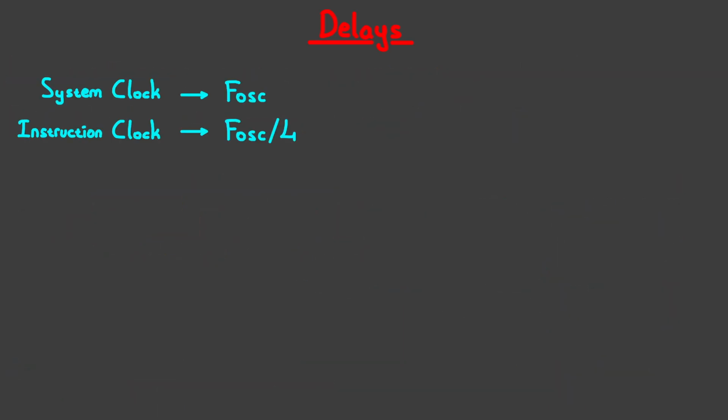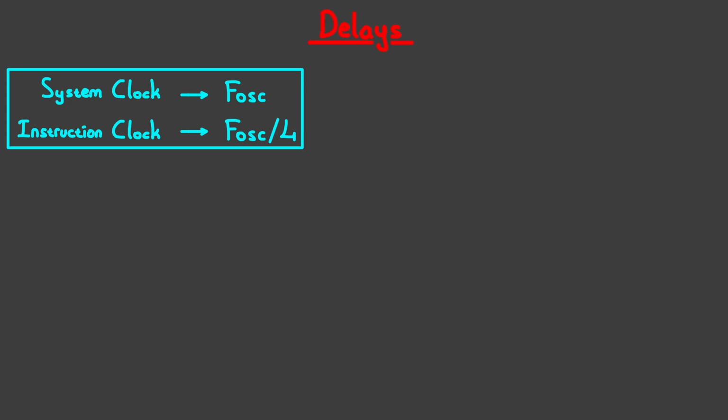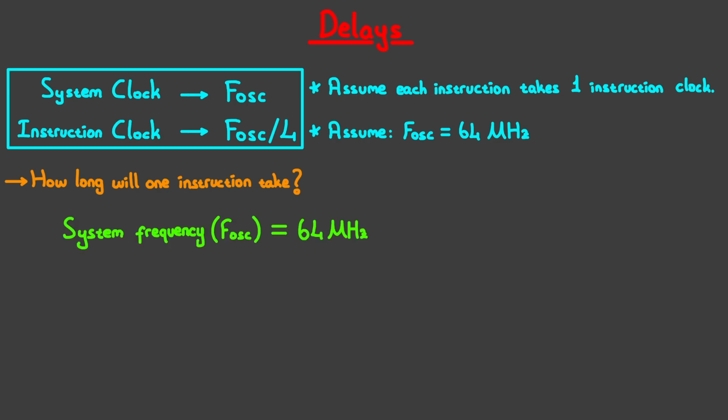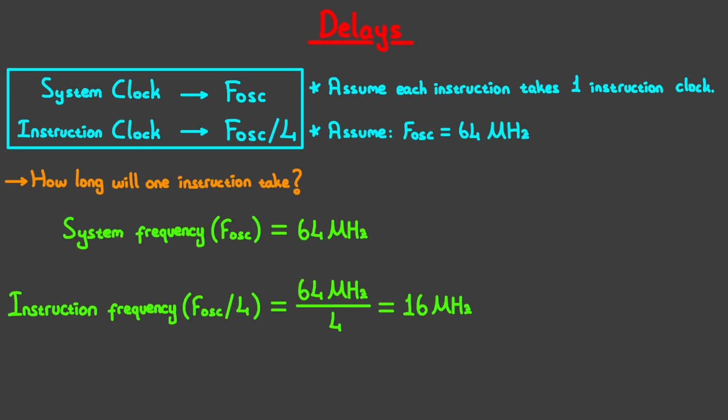So from the previous video, you should know that this microcontroller divides the system clock by 4 to get its instruction clock. If we assume that each instruction takes one instruction clock to execute, and the microcontroller is running at a 64 MHz system clock, can you calculate how long one instruction will take? 64 divided by 4 gives us 16 MHz, which is the frequency for the instructions. This means that this microcontroller executes 16 million instructions per second.